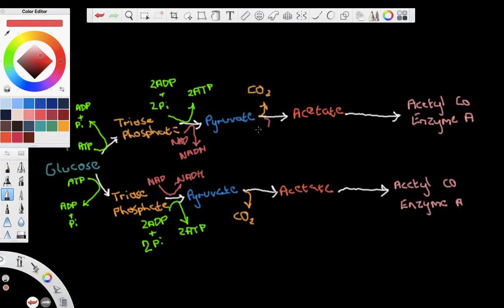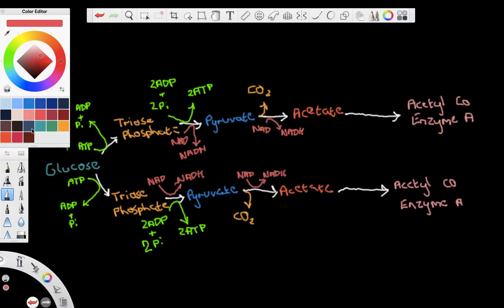So we've got NAD being turned into NADH, like so. And we've got NAD being turned into NADH down here, like so. So we're getting decarboxylation and oxidation, okay?